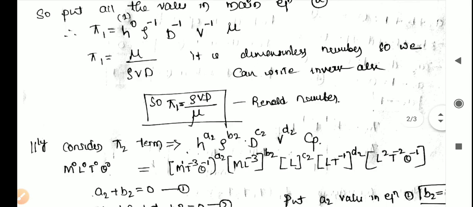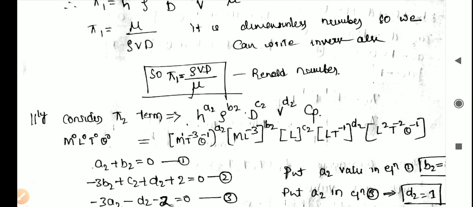Similarly, consider the pi 2 term. Here the pi 2 term is h raised to a2, rho raised to b2, d raised to c2, v raised to d2 and cp, right? So similarly write down all the dimensions of the terms. Now first consider the m term. In the first term m is there, right? So that is a2 plus b2 which is equal to 0. Put it as equation 1.